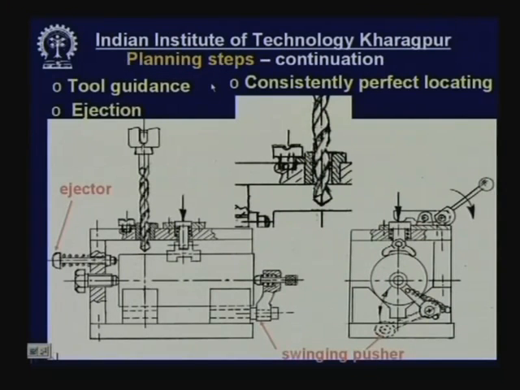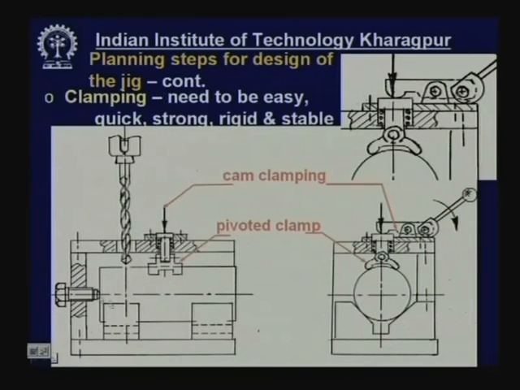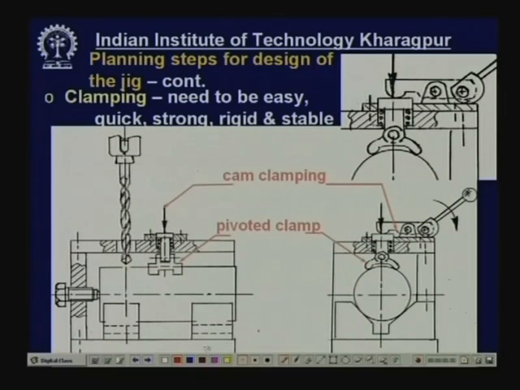Now, the step is a continuation of planning steps: tool guidance. In the previous one, you can see we have done locating, supporting, clamping. Now, here you can see through this clamping plate, a rigid plate, there is a large hole through which the drill can pass. Now, we have to see that the drill has to start on a cylindrical surface. Drill as such is a slender tool which rotates. While rotating, it rotates with a run out. That means because of run out, the diameter of the hole becomes oversized.